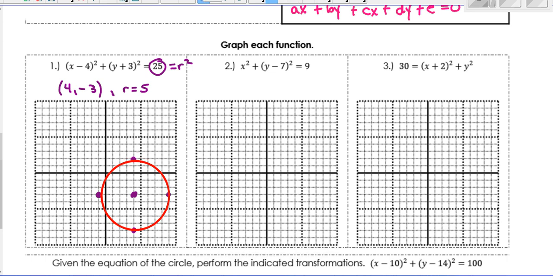Okay. The next one, notice that the x squared doesn't have anything in parentheses, so if there's nothing there, that means that your x value is 0. Your y value, the opposite of -7, is 7. And again, this equals not your radius, it equals r squared. So take the square root, and that means you get 3. I would circle that, guys, and say that it equals r squared, so you know that you're taking the square root. Okay, so go to 0, 7, and up 3, down 3, right 3, left 3.